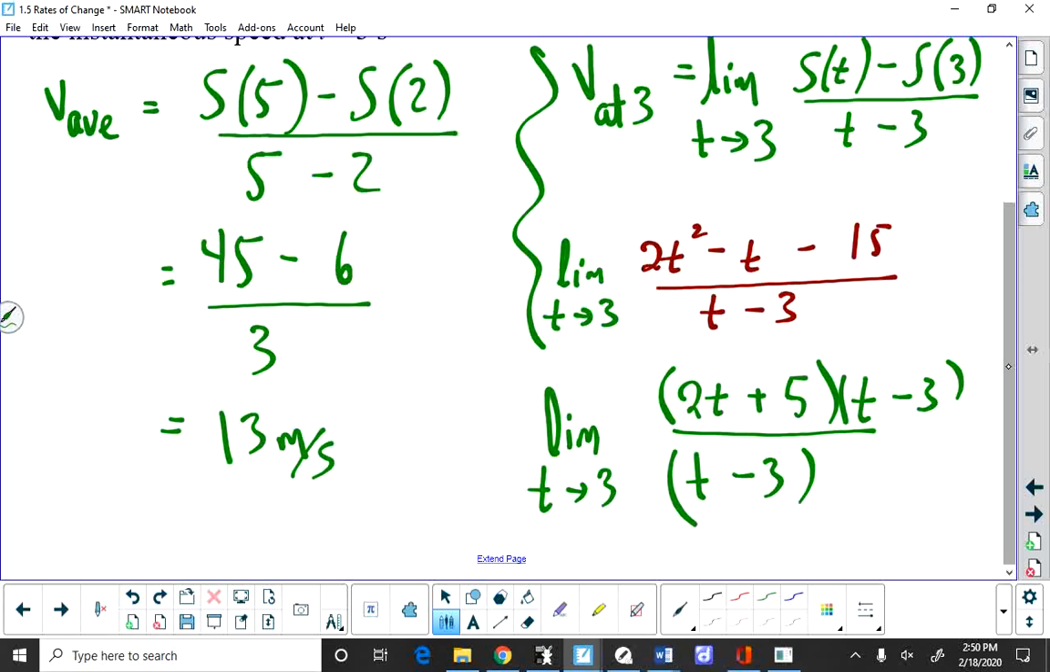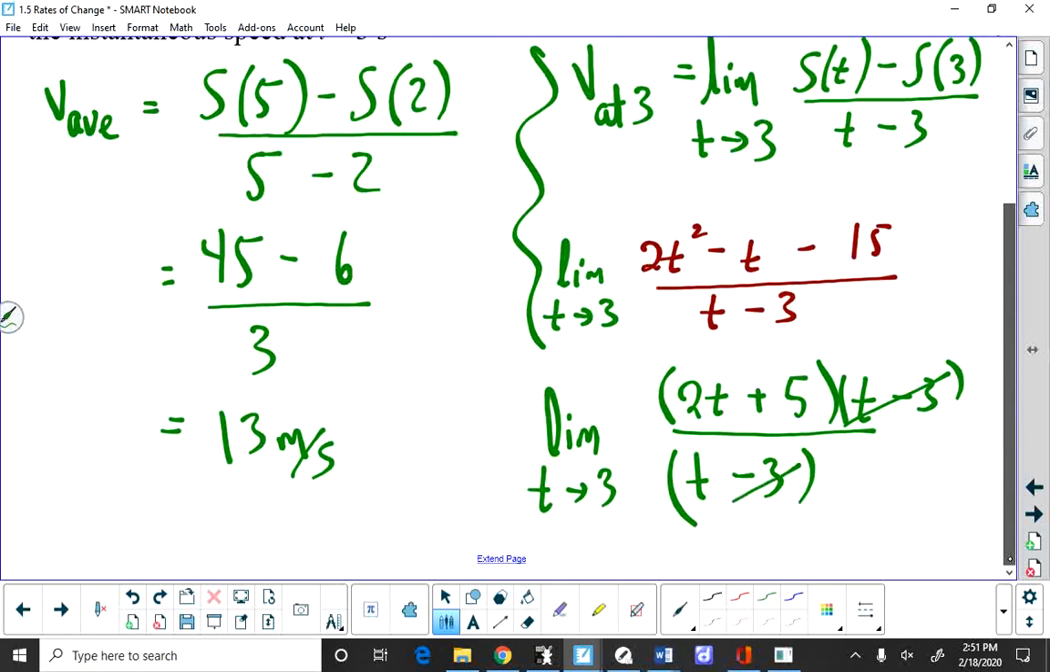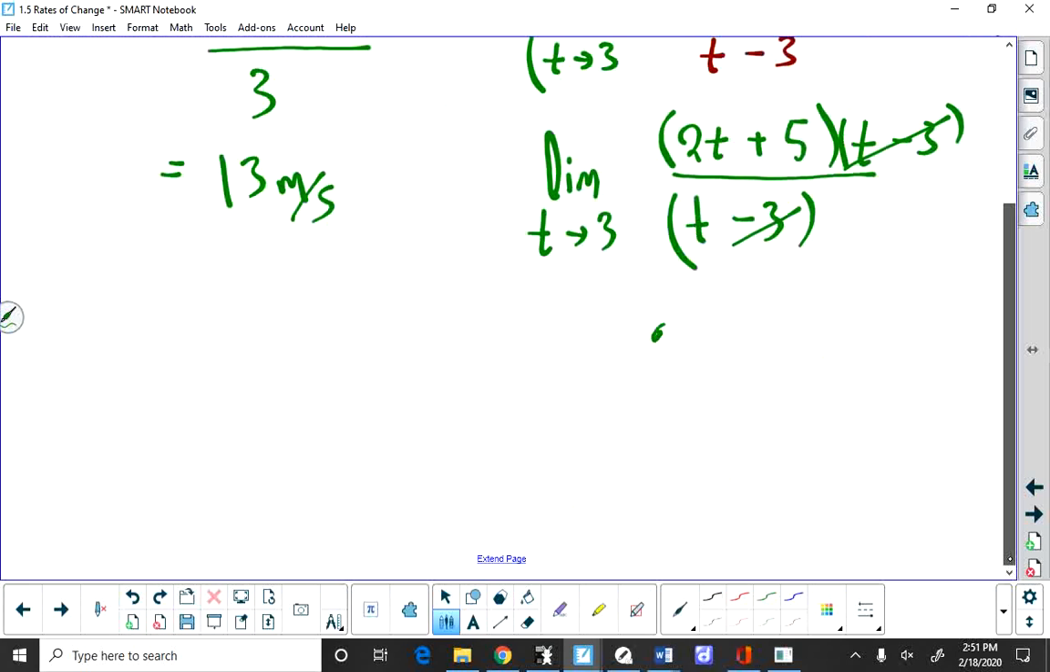And again, sorry for going on and on about this. Had this number been 5, we would have got a different number here. But t minus 5 would have been a factor of the result. If it was 1.73, we would have got a different number here, but this still would have been factorable, even with a goofy number like 1.73. These cancel. Now we can put 3 in, which gives us 2 times 3 plus 5, which gives us 11 meters per second.